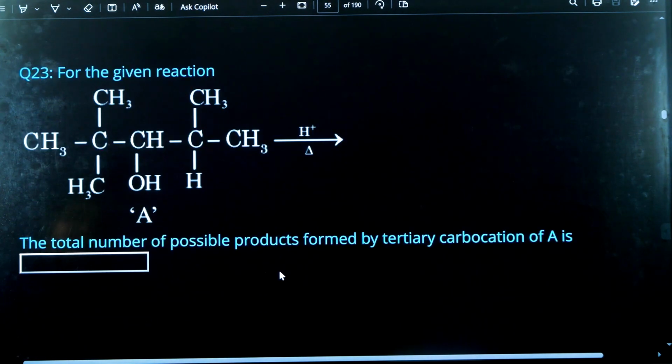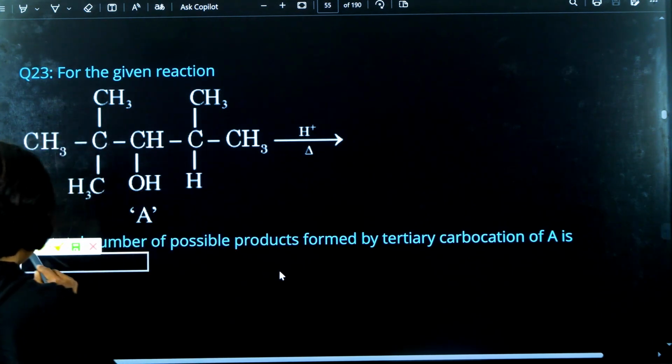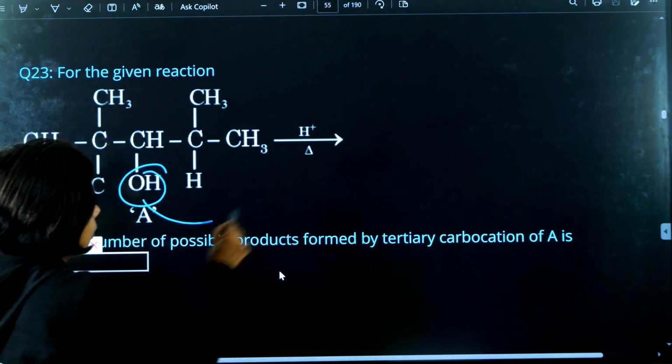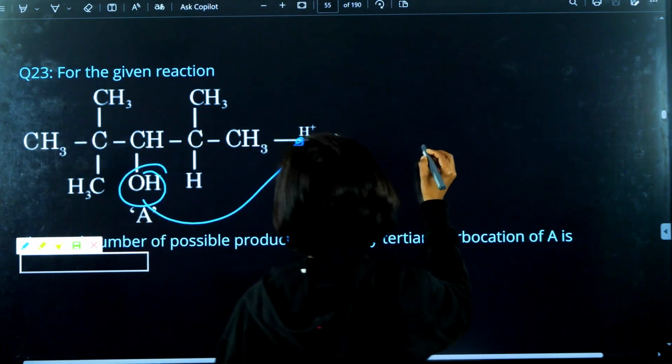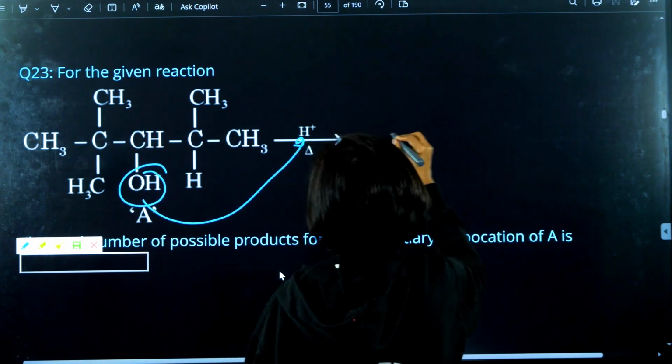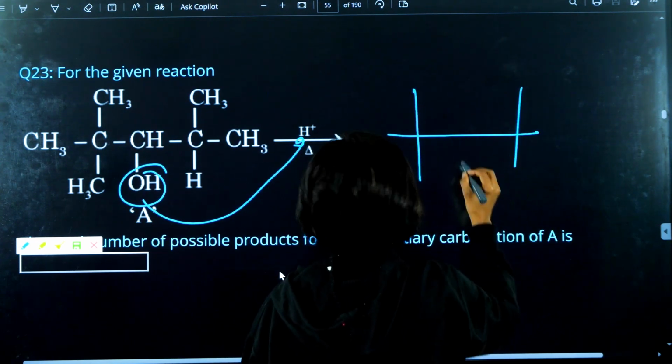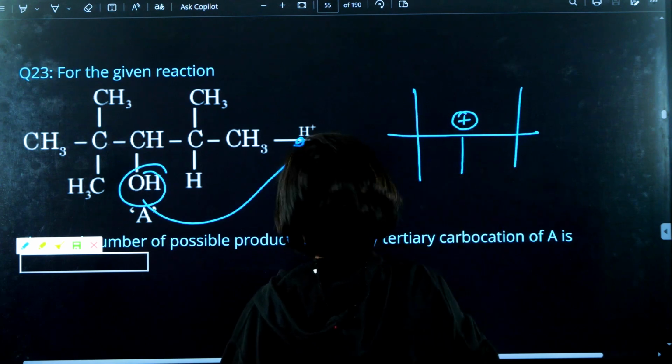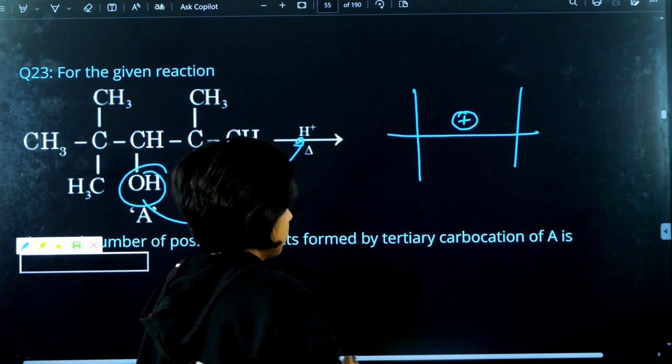Next question. For the given reaction, the total number of possible products formed by tertiary carbocation. So let's check. So this H+ will attack on this, and the carbocation that we get here is this. This is the carbocation we get, right?